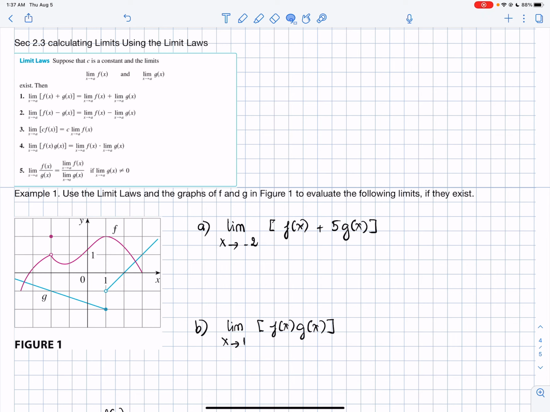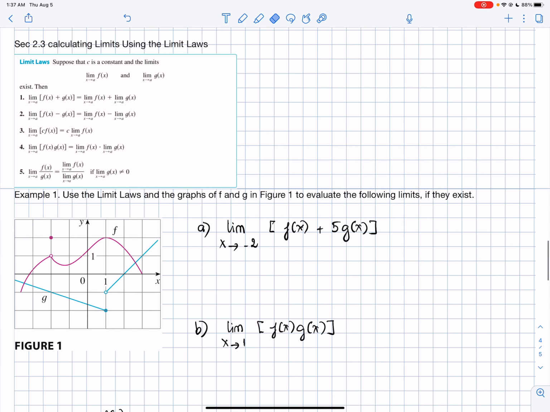In example number 1, they give us the graph in figure 1, and in part A, they ask us to find the limit of f of x plus 5 g of x when x approaches negative 2. Okay, so we will apply the first one. We will separate. So from law number 1, we will separate the f of x and g of x.